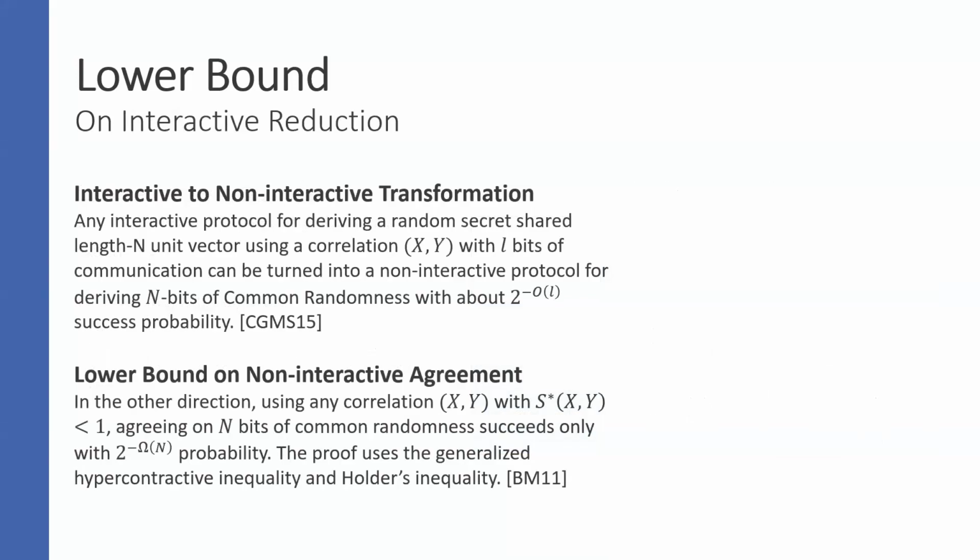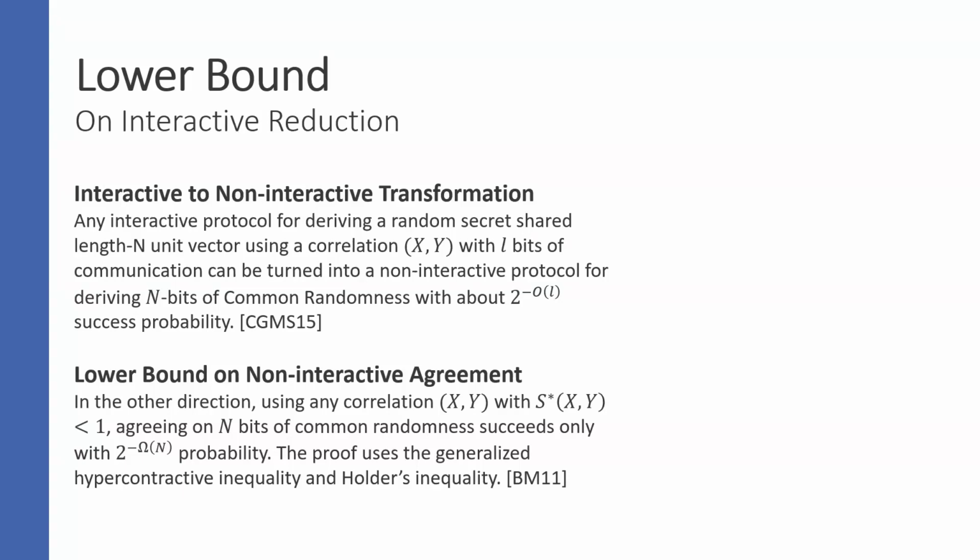We also show lower bounds on interactive reductions. So again, I will state the theorem: using OT, or actually a broad class of source correlations, converting these to a random secret unit vector requires a linear amount of communication in the length of the vector. So this is done in 2 steps.